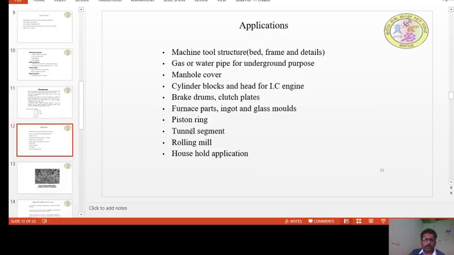And the various applications are machine tool structures like bed frames and other details, gas or water pumps for underground purposes, the casing of gas or water pumps, manhole covers, cylinder blocks and heads for the IC engine, brake drums and clutch plates, furnace plates, ingot and glass molds, piston rings, tunnel segments, rolling mills, and household applications. These are the various applications.